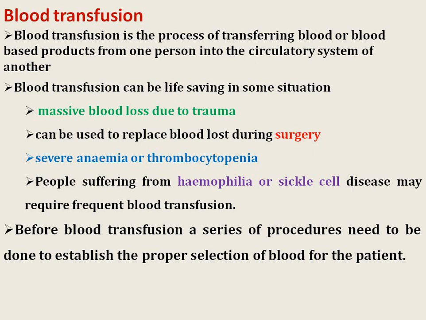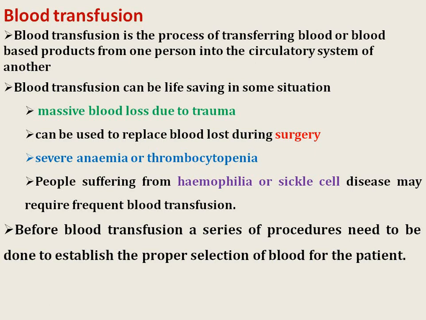Before blood transfusion, a series of procedures need to be done to establish the proper selection of blood for the patient. Basically, those procedures try to establish ABO and Rh compatibility between donor and recipient, and to rule out the existence of antibodies in the recipient's serum that could cause hemolysis of the transfused red cells, by testing the patient's serum with donor cells.